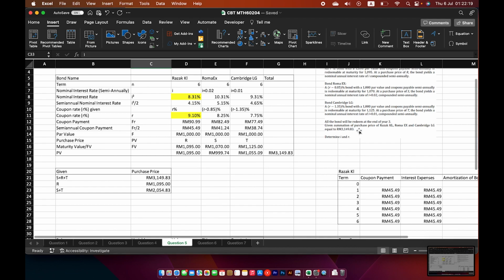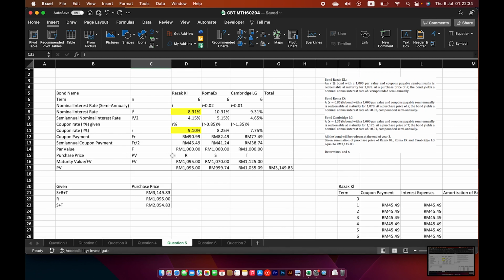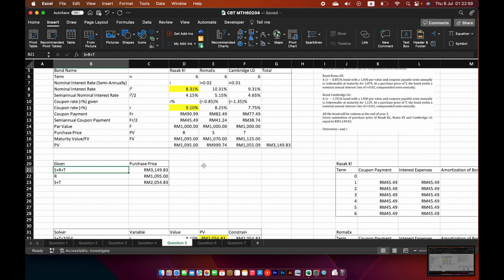In the question, the summation of the purchase prices of the 3 bonds is given as 3,149.83, and the purchase prices of the three are called R, S, and T. R is given as 1095, so the summation of the three bonds is 3,149.83, and S plus T is 2,054.83.